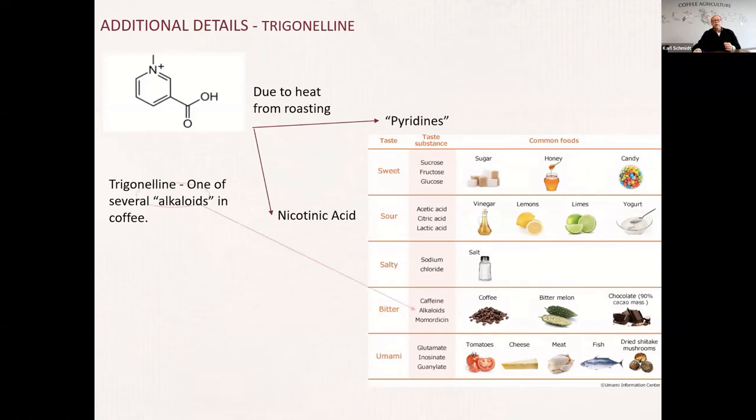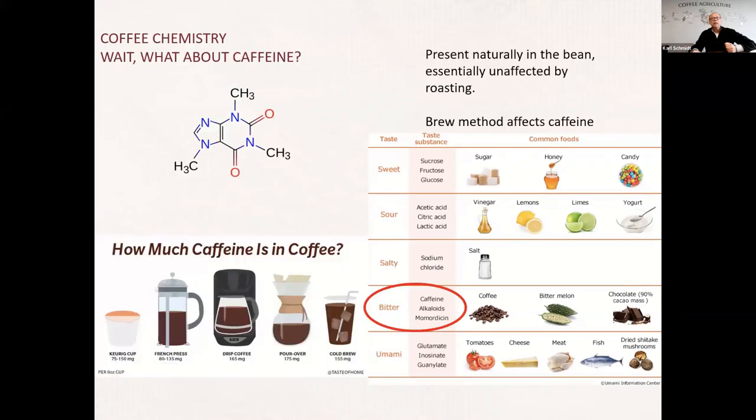When we go to the trigonelline as an alkaloid, obviously the bitterness, and that also includes the caffeine, they contribute to the bitterness perception when cupping a cup of coffee. And again, it is up to the cupper to determine what type of bitterness we are picking up in a cup of coffee. Here is caffeine, not specifically pointed out in the segment, but very important to understand.